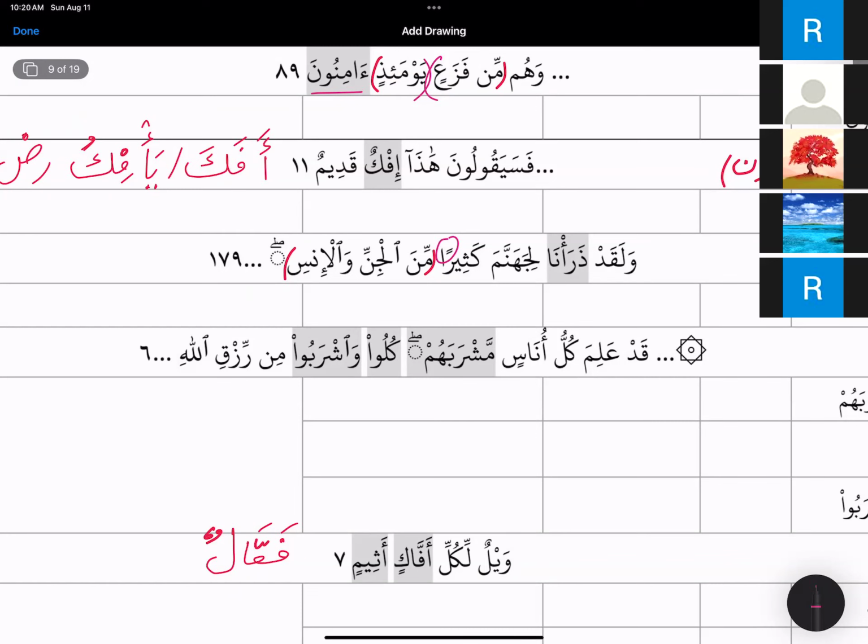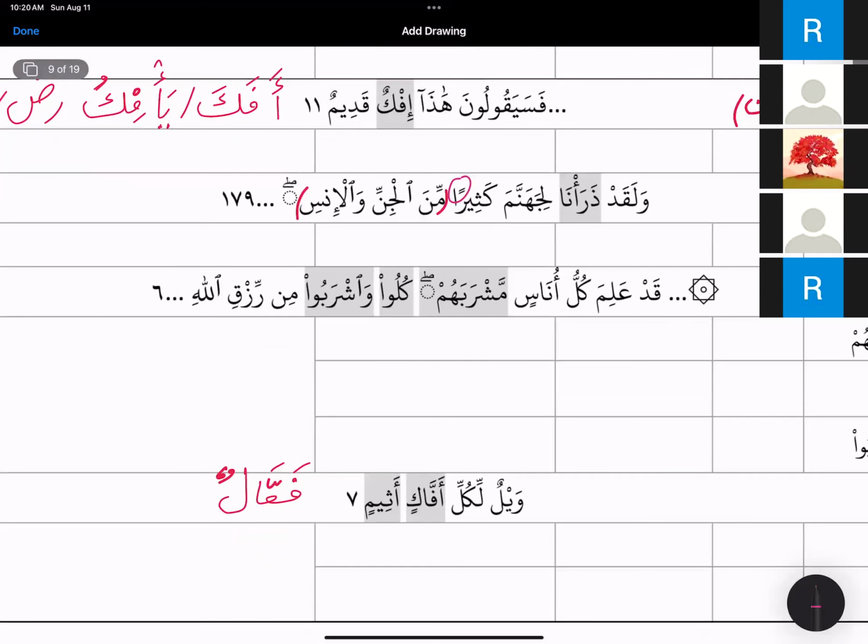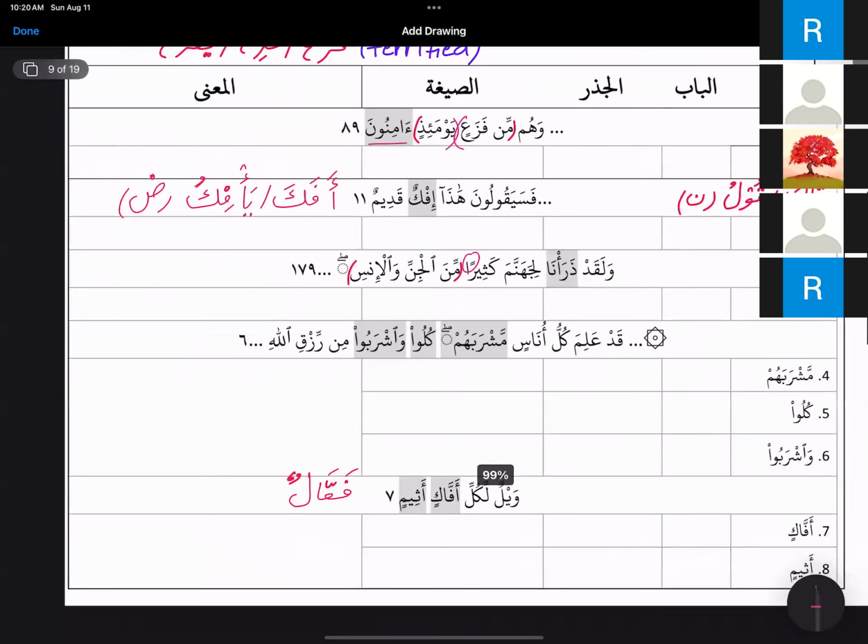So what meaning is it giving now? Their watering place. Place of drinking, right? Time and place of drinking. Basically zarf, right? So قد علم كل أناس مشربهم كلوا واشربوا من رزق الله. Eat from the provision of Allah and drink. So then wailul likulli affakin athim. What kind of siga is affak?